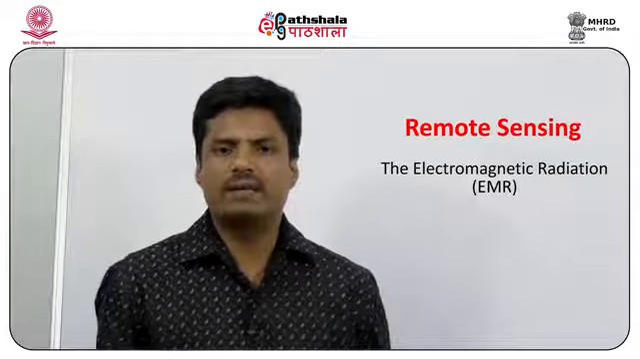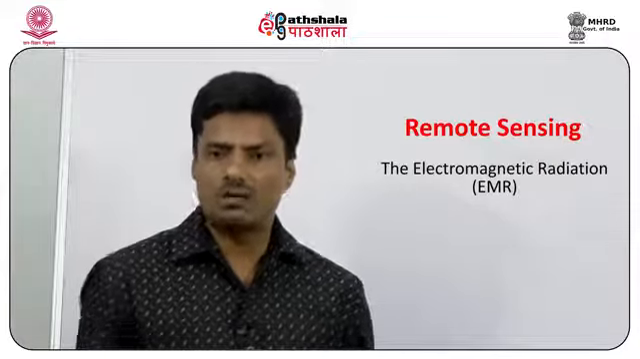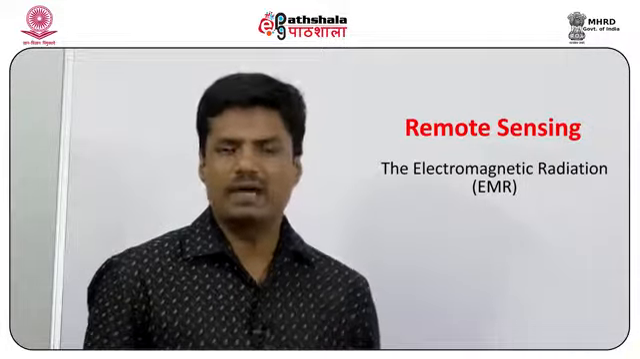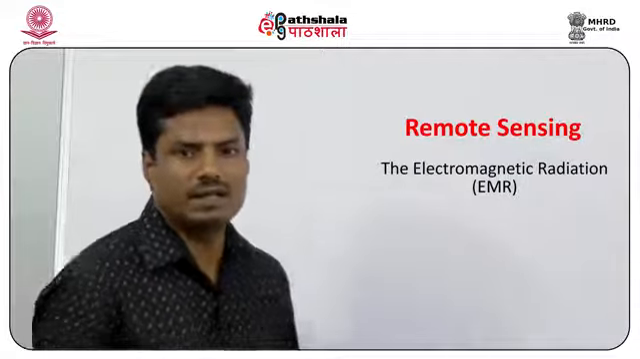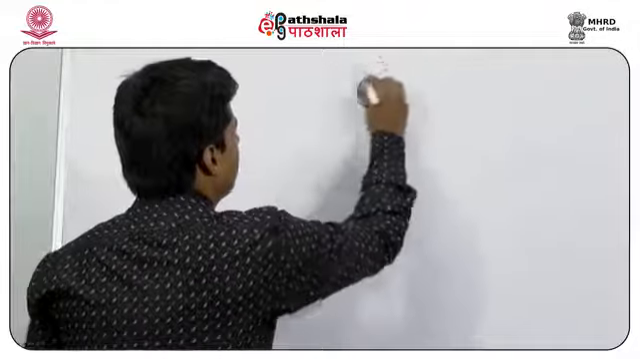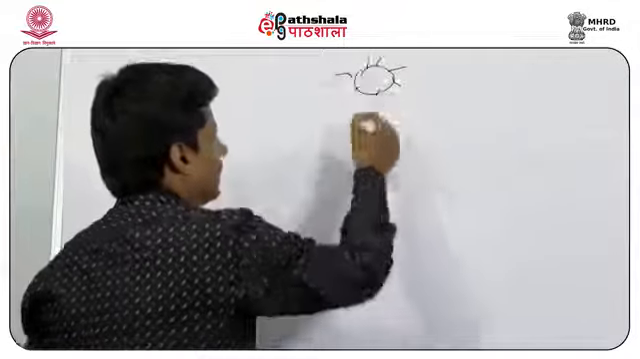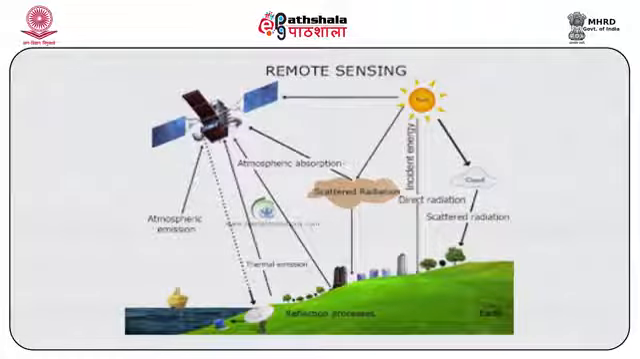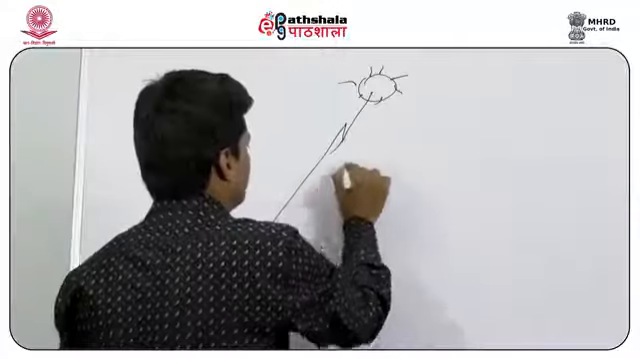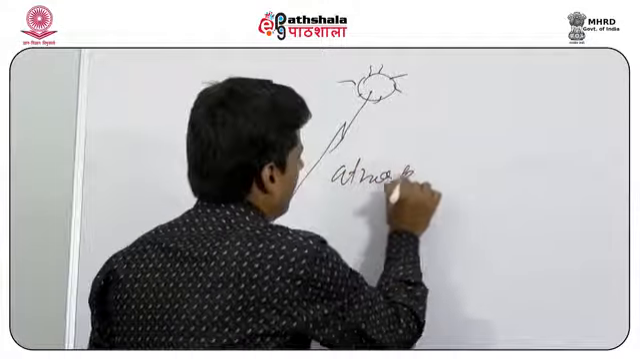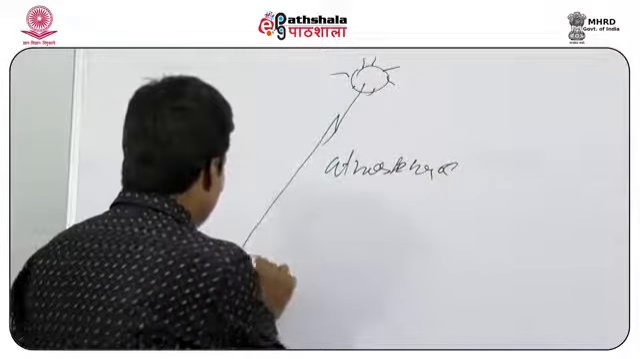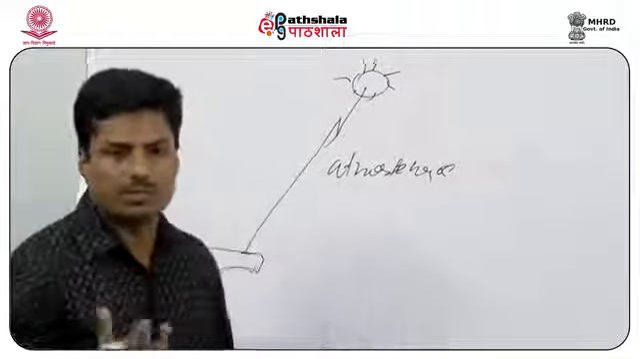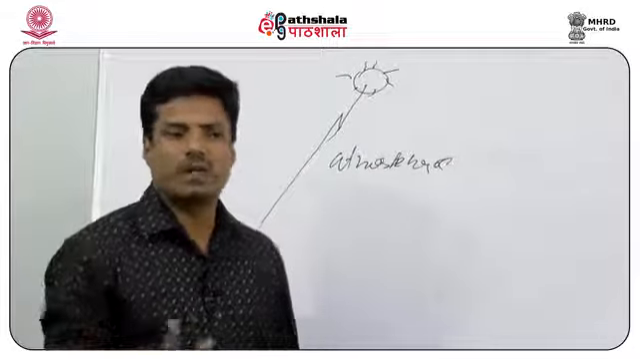I would like to explain how remote sensing works, with the help of a diagram. You know, we require a source of energy for remote sensing, and you all know that the sun is the ultimate source of energy. From the sun we derive the energy, and it passes through the atmosphere and then interacts with the object which we want to observe, about which we want to get the data.